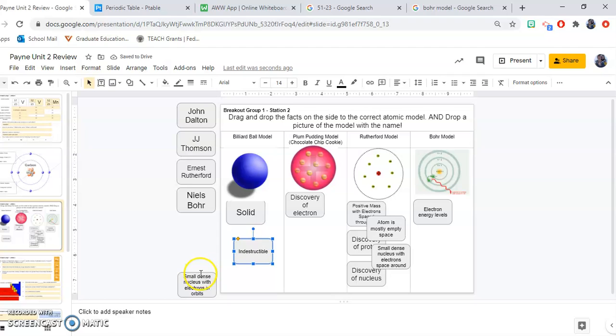And then small dense nucleus with electrons in orbit. That's going to go ahead and go to our Bohr model, right? Orbiting electrons goes right to our Bohr model.